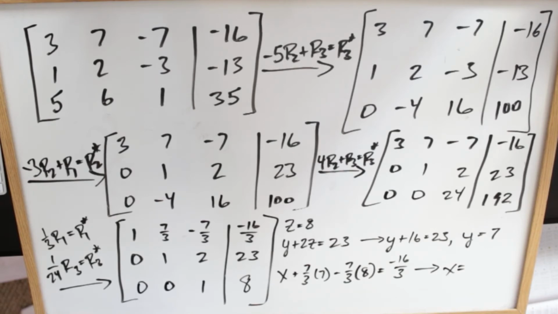8 times 7 is 56, so 49 minus 56 is minus 7/3, and then I'm adding it to both sides. So I'm going to add 7/3 to the other side. So minus 16 plus 7, that's a minus 9/3, which is a minus 3. So our solution should be minus 3, 7, 8. That right there is our answer.